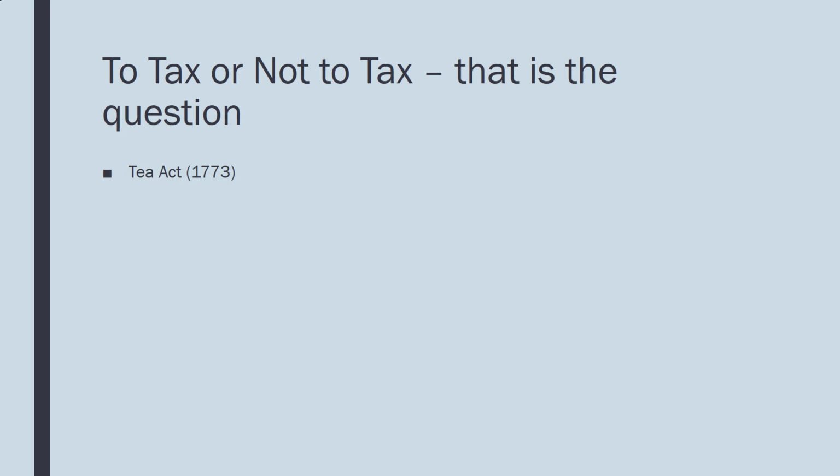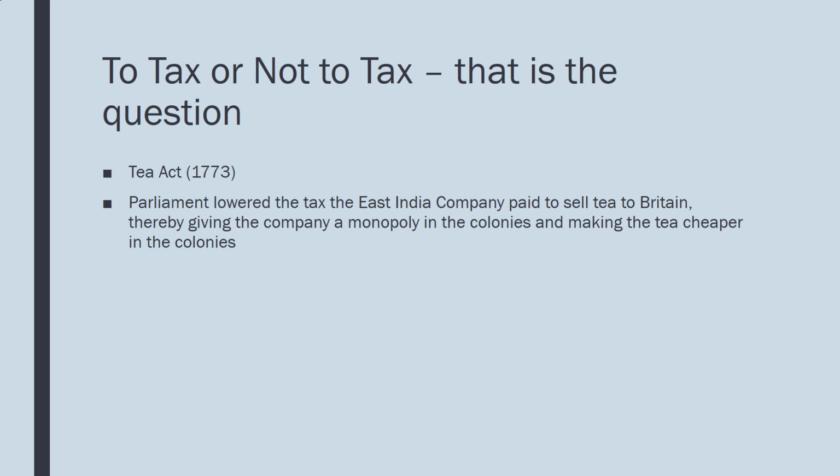So you have the Tea Act in 1773. Parliament is going to lower the tax that the East India Company pays to sell the tea to Britain, thereby giving the company a monopoly in the colonies and making the tea cheaper in the colonies. So you're basically eliminating the middleman, which is going to make the tea cheaper, and of course Parliament just assumed that the colonists would be really happy about this tax break, and everyone drinks tea, so this is going to make life a lot easier and no one's going to hate each other.